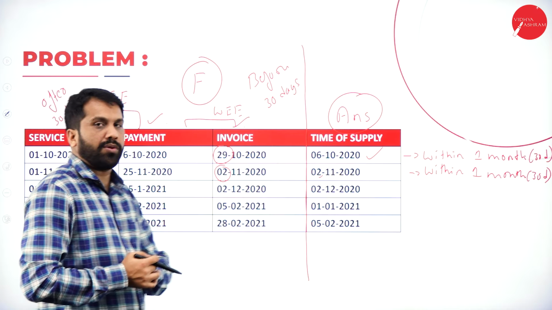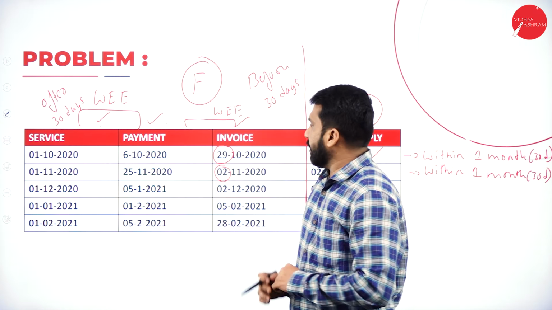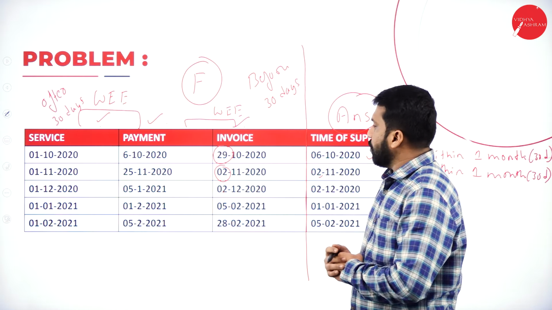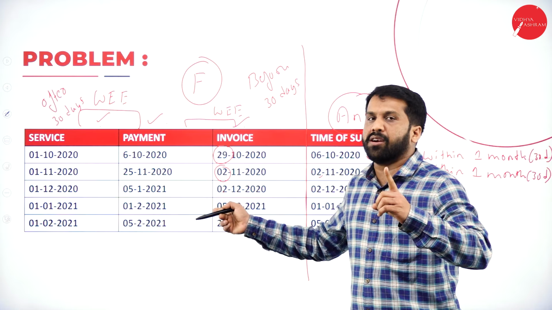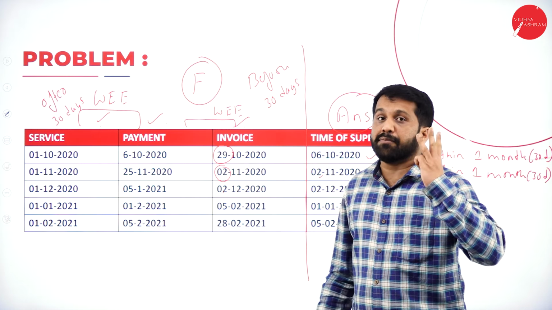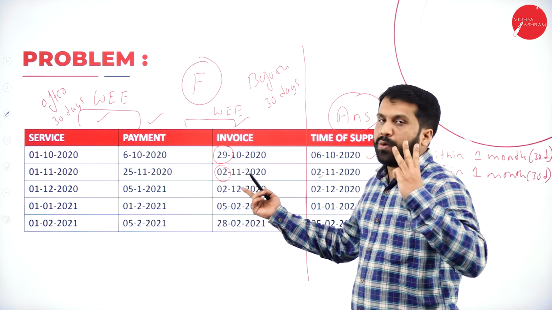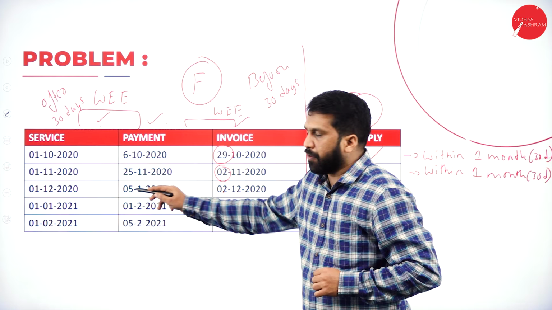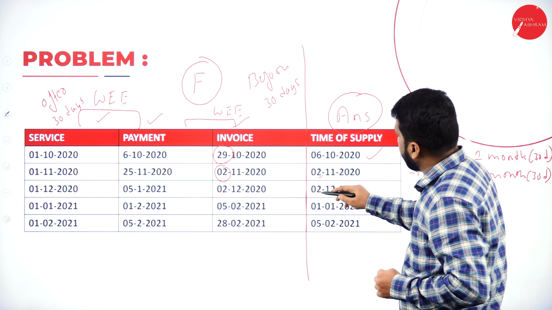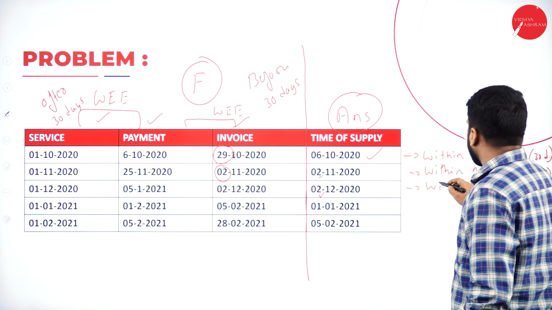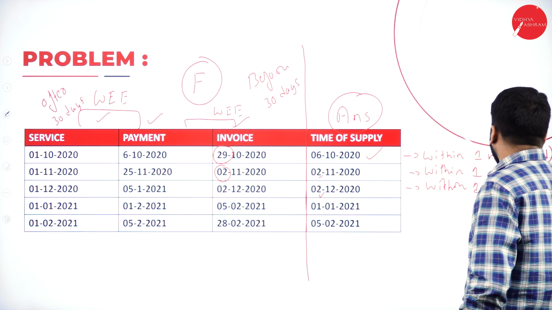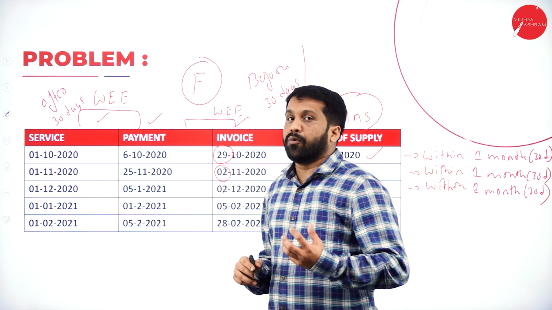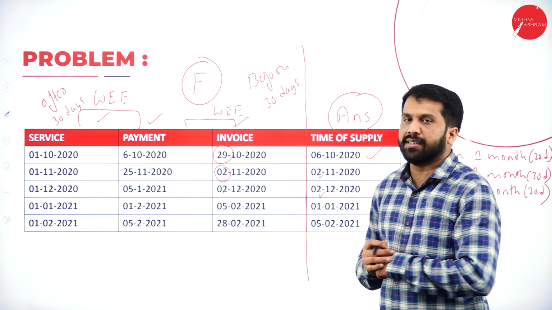We'll go for the next one. Next one is: 1st December, your service happened. On 2nd December itself, within 1 day, you made your invoice. They are asking within 30 days, but you have done it within 1 day only. Out of these two, whichever is earlier, 2nd December or 5th January, 2nd December is earlier, so it will be within 1 month or 30 days. So whichever is earlier, this will be called the earlier.